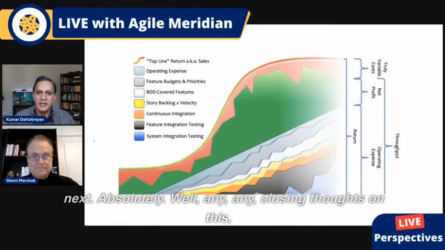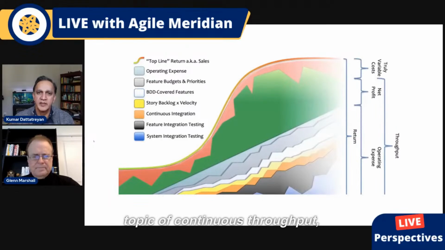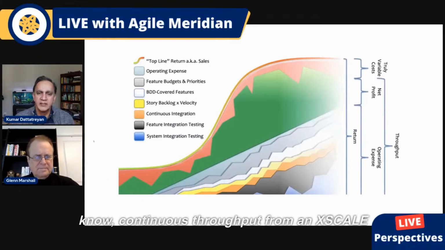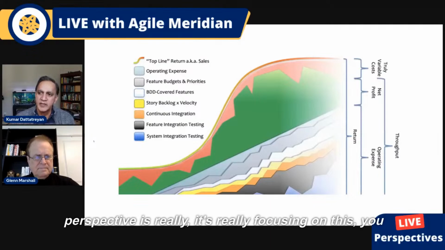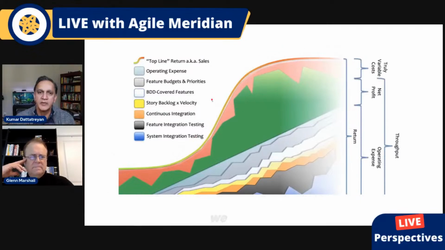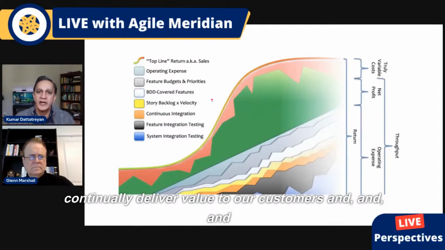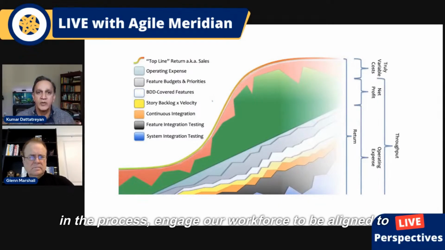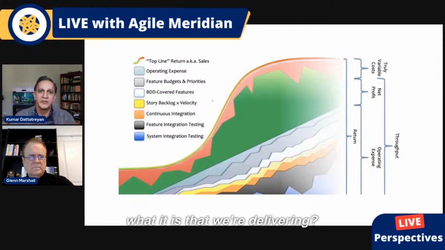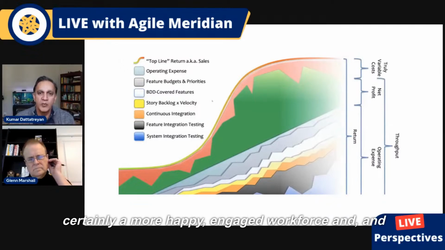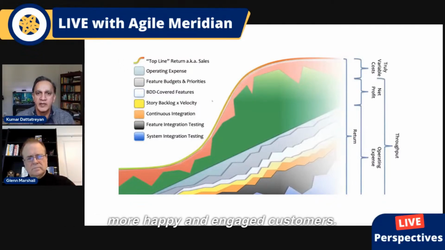Absolutely. Well, any closing thoughts on this topic of continuous throughput? I think we covered it off. I think just in summary, I would say that continuous throughput from an XSCALE perspective is really focusing on this: How can we grow top line sales? How can we continually deliver value to our customers and in the process engage our workforce to be aligned to what it is that we're delivering and how we're delivering it, and that should result in certainly a happier, more engaged workforce and happier, more engaged customers.